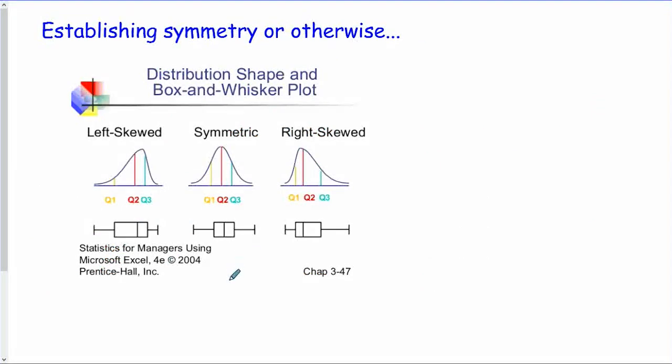One of the things that we need to be able to do is establish whether data is symmetrical or skewed left or right. So there are two bits of terminology that we use for left and right skewed. Right skewed, we talk about the data being positively skewed, and left skewed, we talk about the data being negatively skewed.